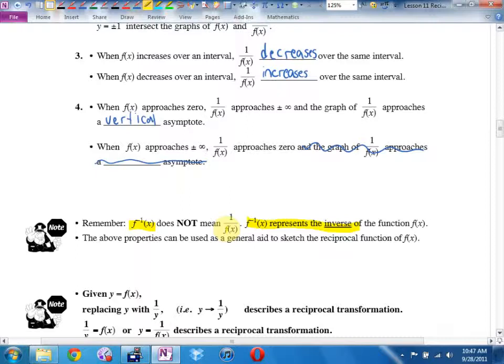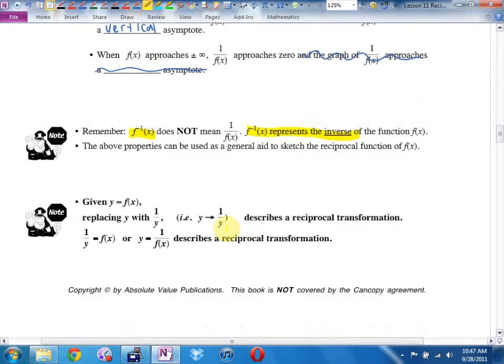So far, every time I've introduced a new transformation to you, I've then said, here's the replacement. Here's how you would get the equation. For reciprocal, what you're really doing is replacing y with 1 over y, which is what we did to graph it, as it turned out. That's the reciprocal transformation.